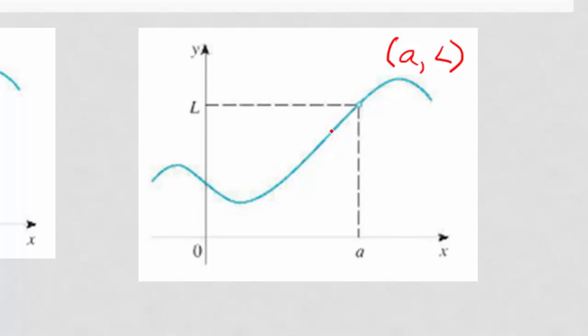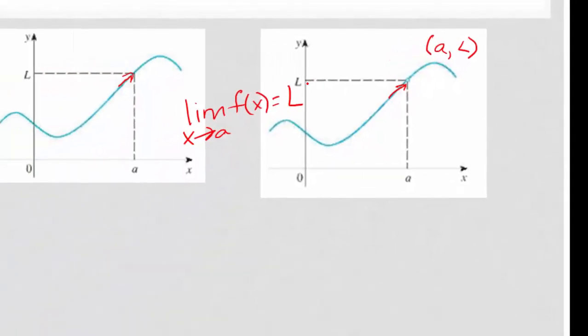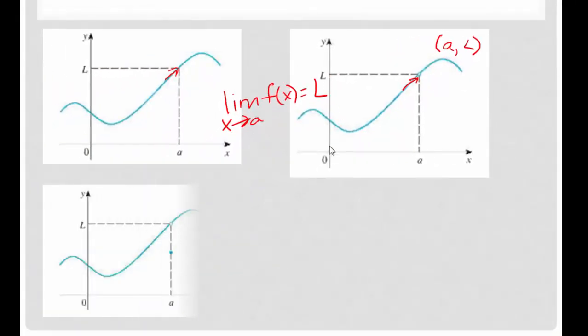So when you look as x gets close to a, the y value, the function value, is still getting close to L. So in both of these cases, we say that the limit as x approaches a of f(x) equals L. It's true in both cases, whether it's defined at a or not. Let me give you a third scenario.